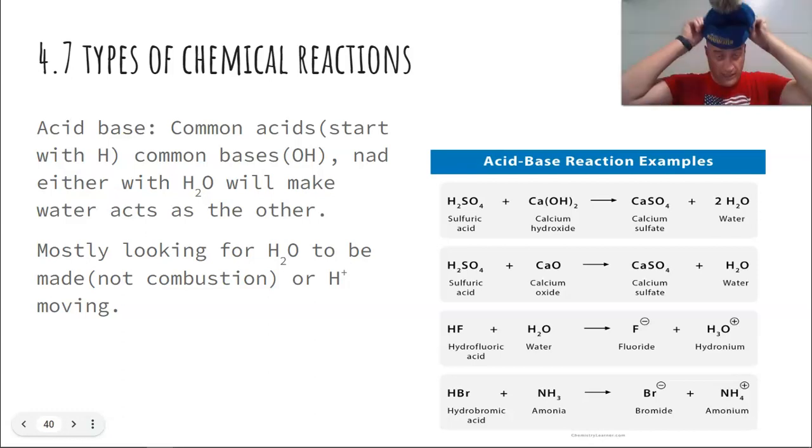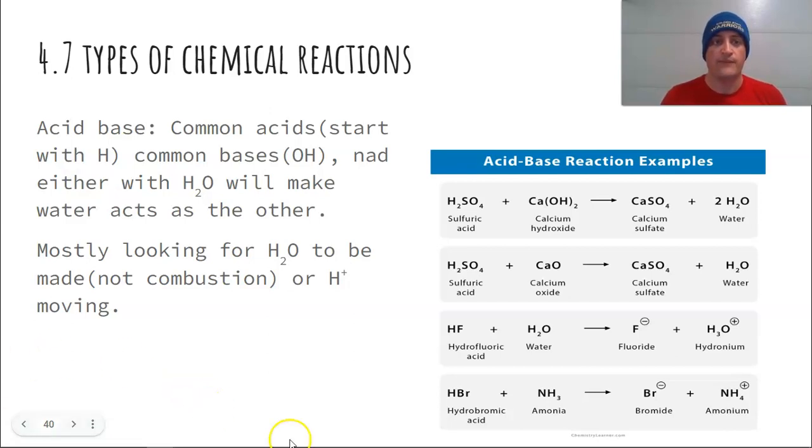Well, we are going to be looking at types of chemical reactions. This is actually going to be almost like a review because we've gone through all these different types. So, acid-base. Common acids often start with H: HCl, HBr, HI, H2SO4, HIO3, there's a whole bunch.